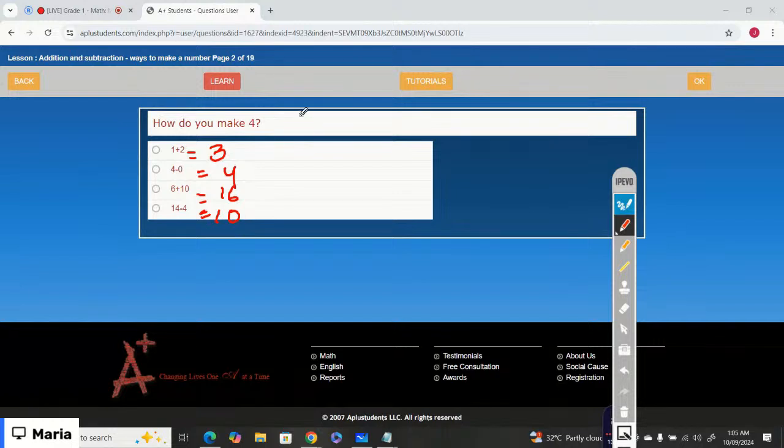So the correct option, the one that makes 4, is the only option, that is 4 take away 0. The option number 2 is the correct option, right? 4 take away 0 is 4. So option number 2 is the correct option.